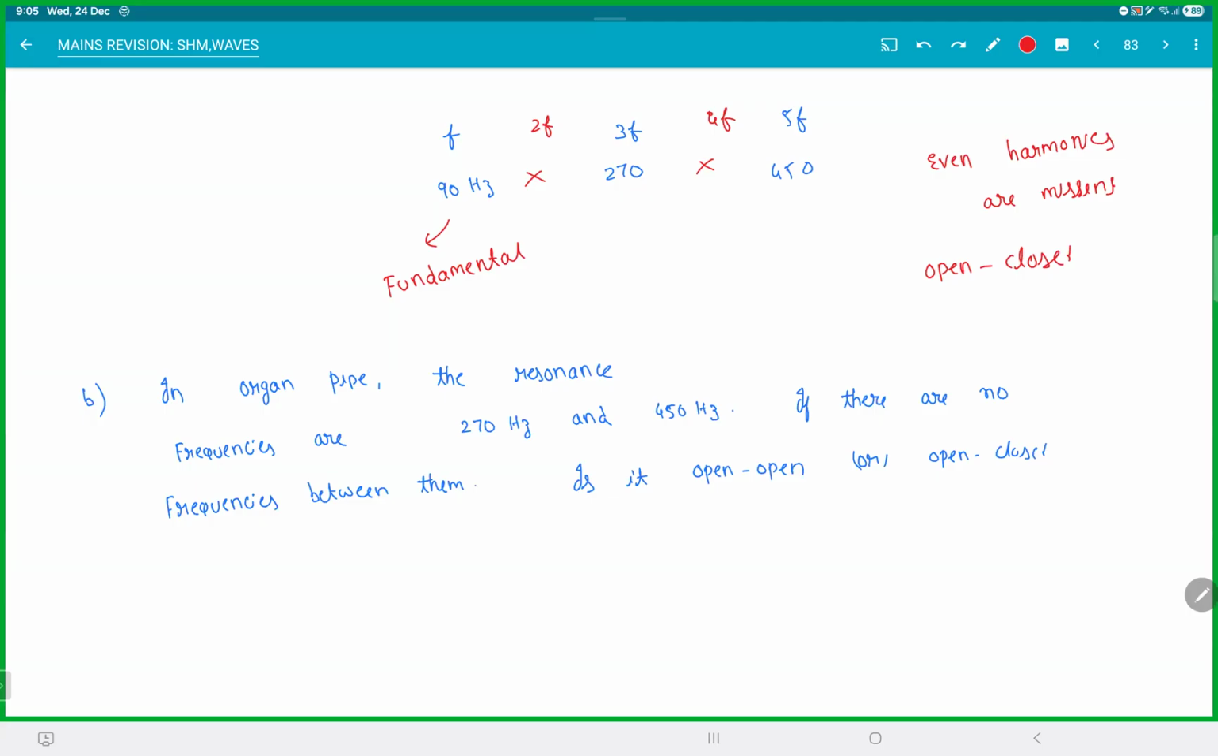Are you clear with this? So this is an open closed pipe. That is how you get it. If you have all harmonics, it is an open pipe or a closed pipe. But if you have even harmonics missing, it's an open closed pipe. Clear with this?